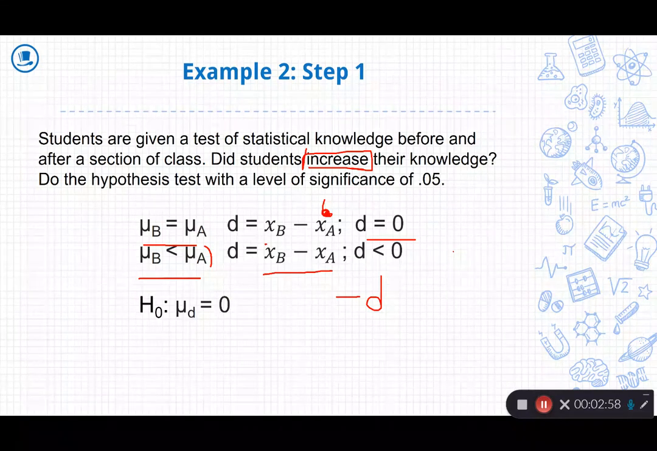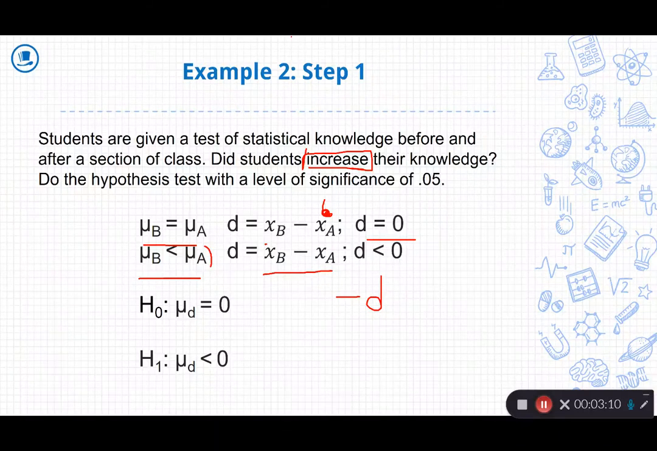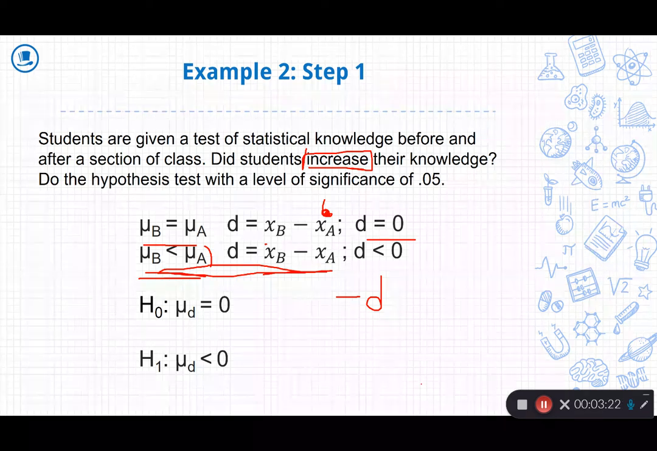So the null hypothesis is going to be the population mean mu D equals 0. That's always going to be our null. The alternative is going to be mu D less than 0. Because according to this belief, increasing their knowledge, and with this setup of the differences, I should see negative difference scores. So I would expect a mean difference to be something significantly less than 0.